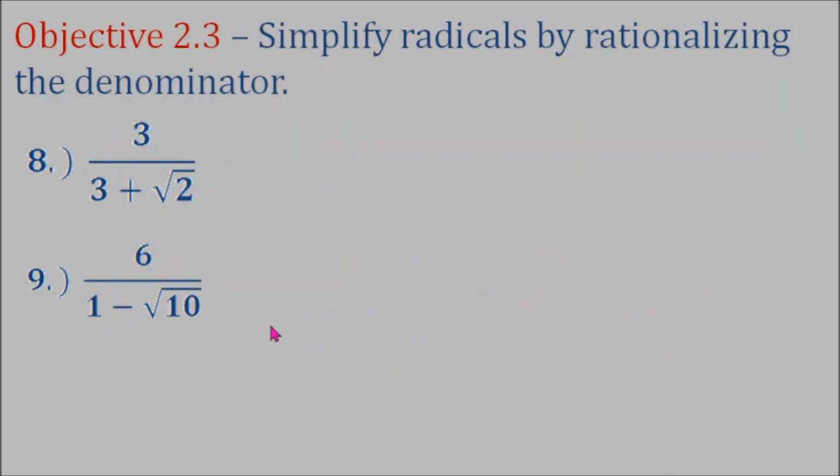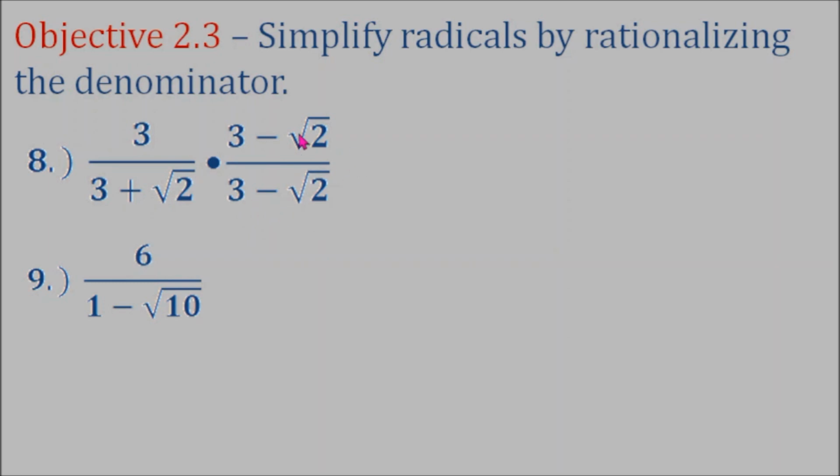Now how about if our denominator is of this form? Example number 8, 3 over 3 plus square root of 2. To rationalize the denominator, we are going to multiply both the numerator and the denominator by the conjugate of 3 plus square root of 2. And the conjugate of 3 plus square root of 2 is 3 minus square root of 2.